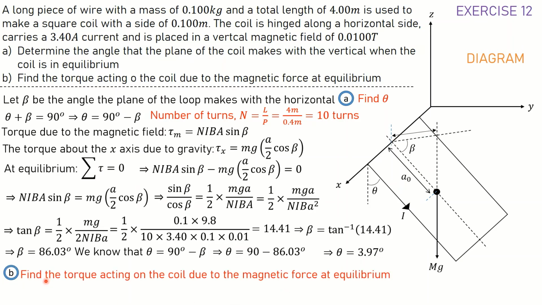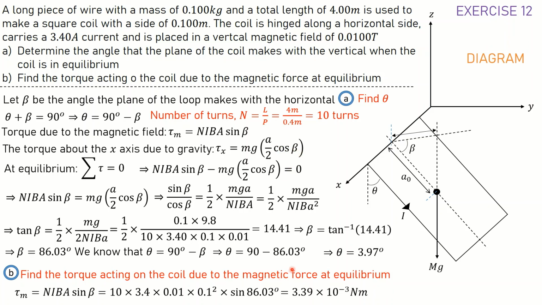The second part is asking us to find the torque acting on the coil due to the magnetic force. So it is either this or this, because they are the same. If we use this, we just need to replace the various values, replacing beta with 86.03 degrees, or replacing it here, and then we find the cosine. We are going to get the same value of 3.39 times 10 to the negative 3 newton meters in magnitude. So that is it for the torque acting on the coil due to the magnetic force at equilibrium.